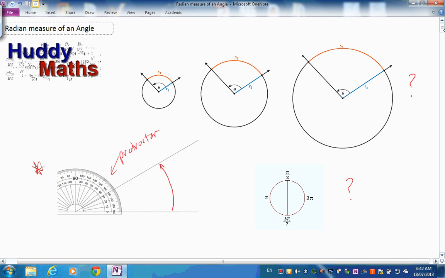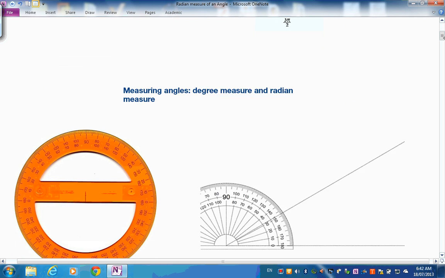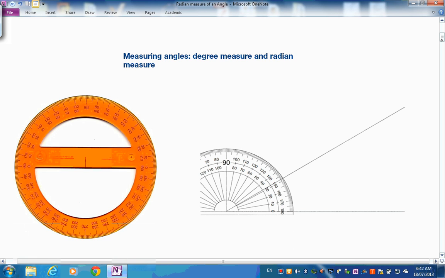So let's review what we know so far. Oh, here it is. This is familiar territory. Measuring angles, degree measure and radian measure. Now, this is the interesting one in this course. So let's have a look at what the basic idea of a degree measure is and get our head around that. So here is a circular protractor measuring angles.